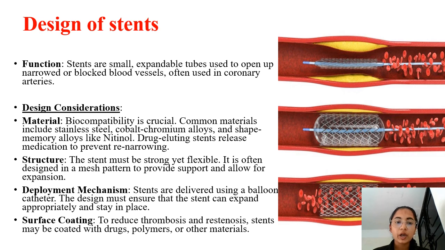First one is material. Biocompatibility is crucial. Common materials include stainless steel, cobalt chromium alloys, and shape memory alloys like nitinol. Drug-eluting stents release medication to prevent re-narrowing. Next is structure. The stent must be strong and flexible. It is often designed in a mesh pattern to provide support and allow for expansion.